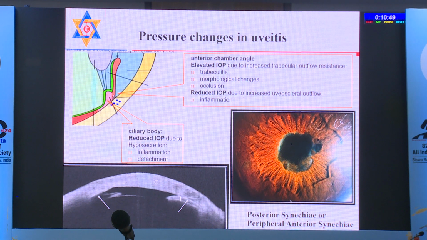The final thing is the presence of 360-degree posterior synechiae causing occlusio pupillae, which can lead to secondary angle blockage, or peripheral anterior synechiae, which can lead to narrowing of the angle. So this all can lead to change in the intraocular pressure.